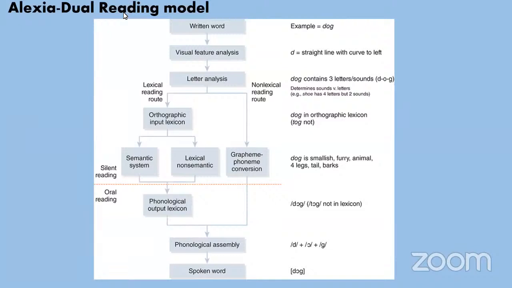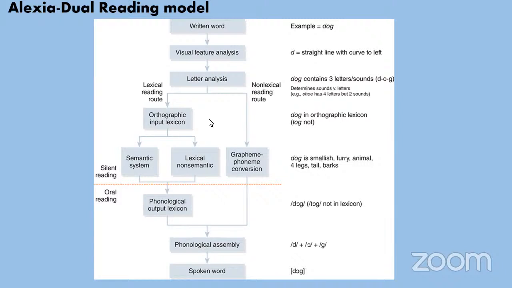The dual route reading model. For the written word, we take the example of dog. First, when you look at the word, the visual feature analysis starts. That is, a D is a straight line with a curve to the left. O is like this. There are three sounds, and the letter analysis says dog contains three letters or sounds, whereas shoe has four letters but two sounds. Like that, the letter analysis starts, and then the lexical reading route, the orthographic input lexicon.